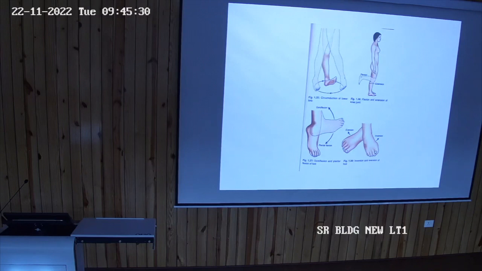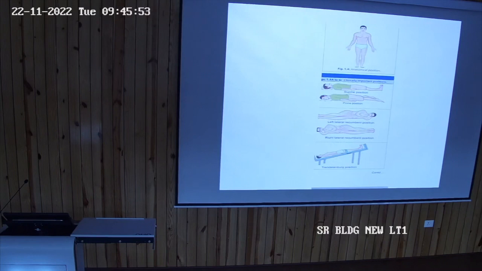Dorsal surface coming close to the lower limb. This is dorsiflexion and this is plantar flexion. So these are the various positions and planes.